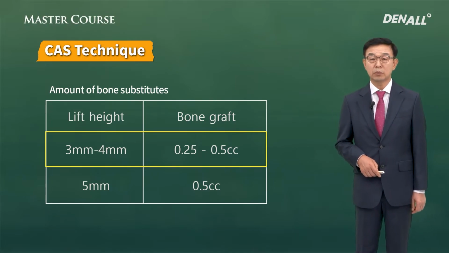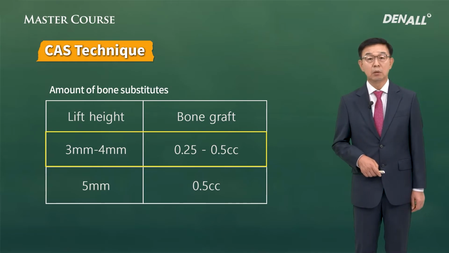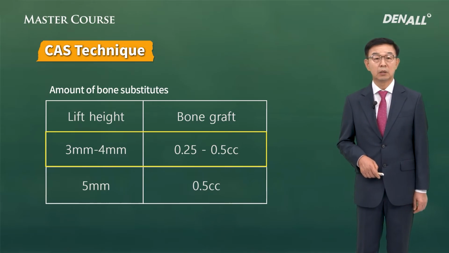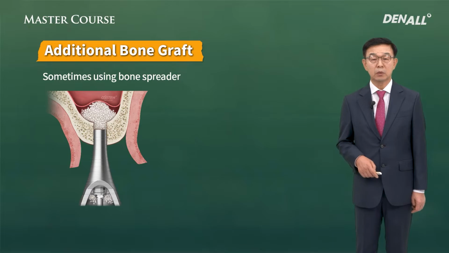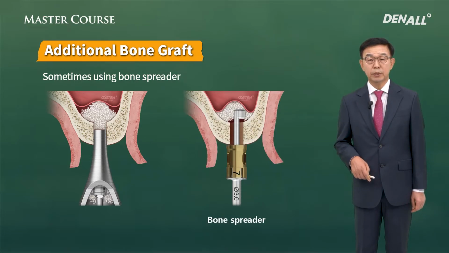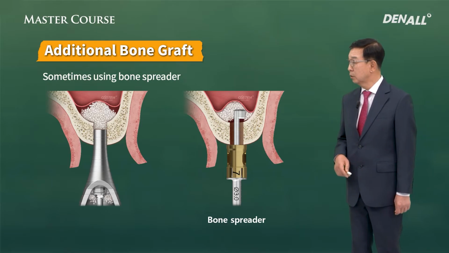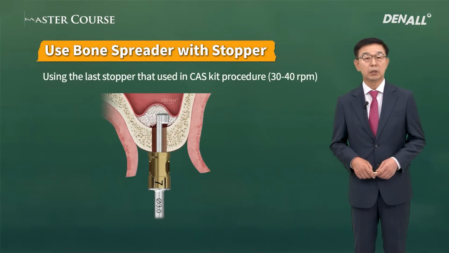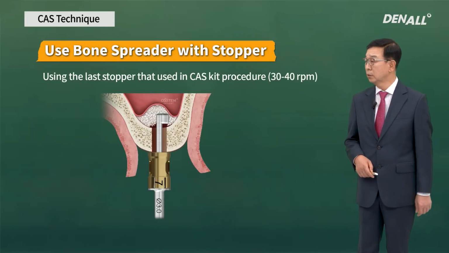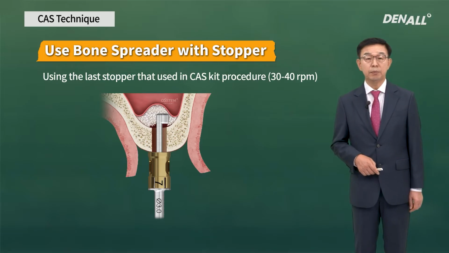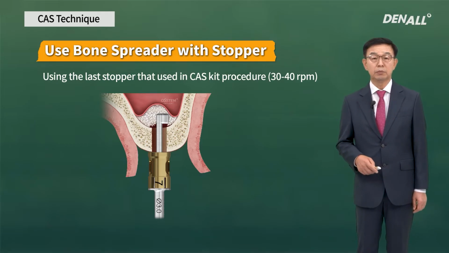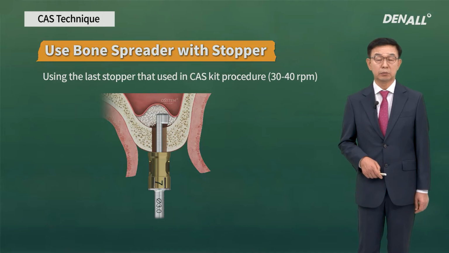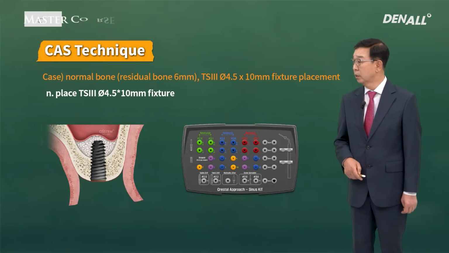When you place one implant, 0.25 cc is used for bone graft. After bone graft, optionally, if necessary, you can do bone spreading so that bone graft can be positioned in ideal position, and then implant is placed. When you do bone spreading, you need to do it slowly, 30 to 40 RPM. After that, implant is placed.